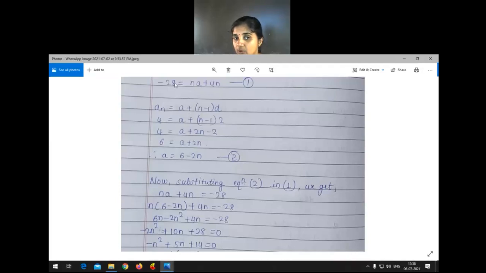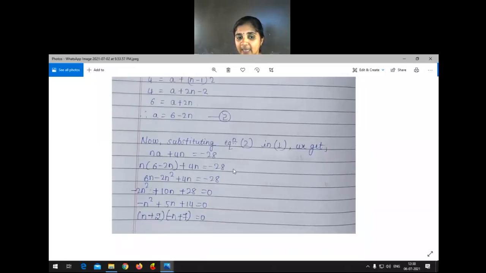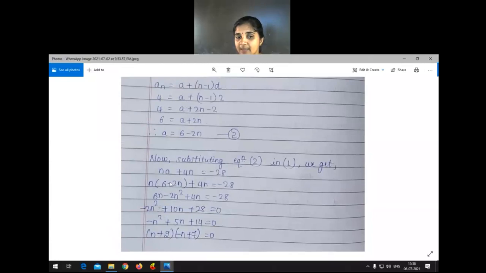Minus 28 is equal to na plus 4n. That is, na plus 4n is equal to minus 28. Now, in place of a, what did we do? We substitute 6 minus 2n. Plus 4n is equal to minus 28. Now, n into 6 is 6n, minus n into 2n is 2n square, plus 4n is equal to minus 28.